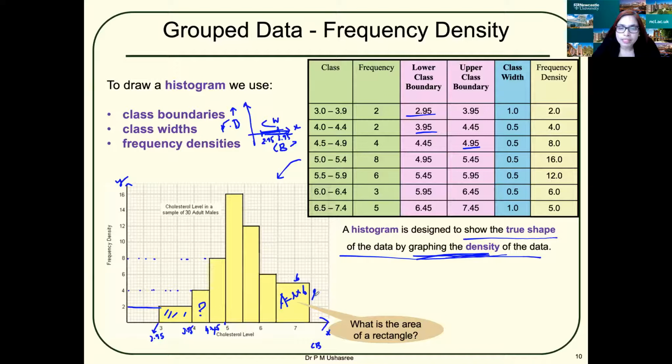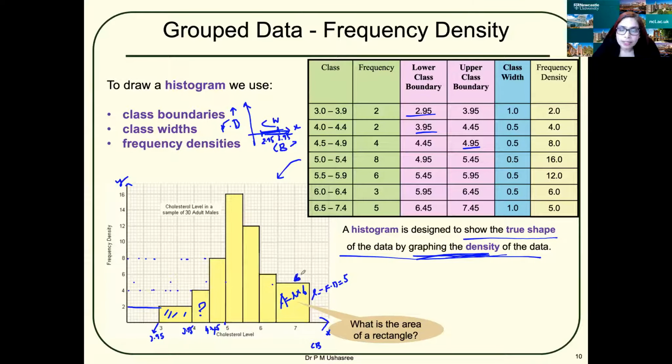What is the length for this just one box? It is the frequency density here. So whatever frequency density it is here. So what is the frequency density here? 5, isn't it? Look at that. Go there, it is 5. So length is 5.